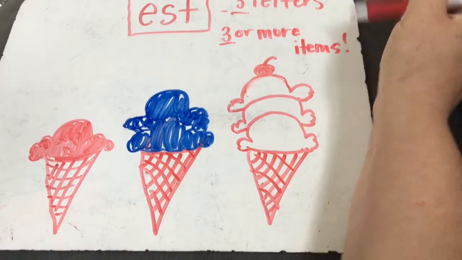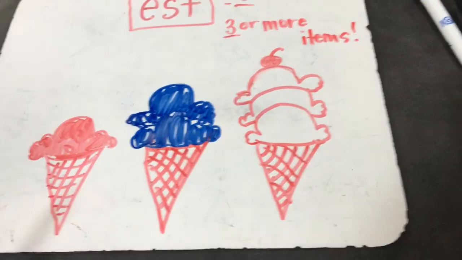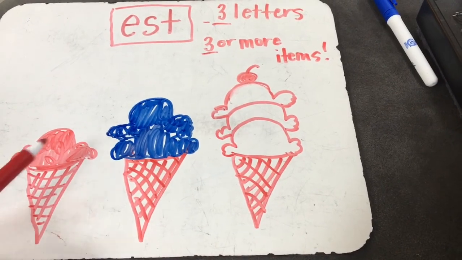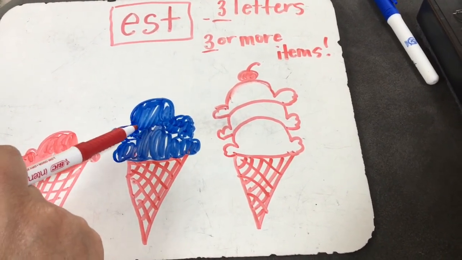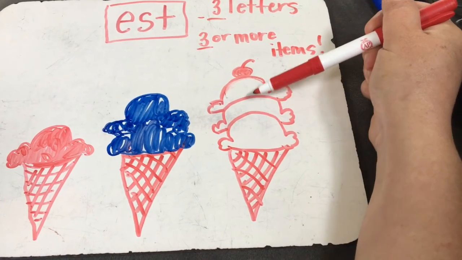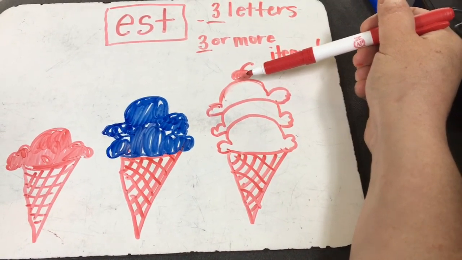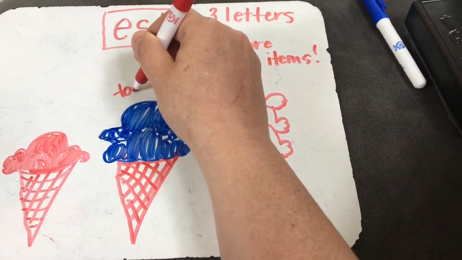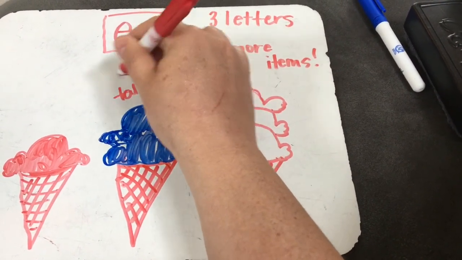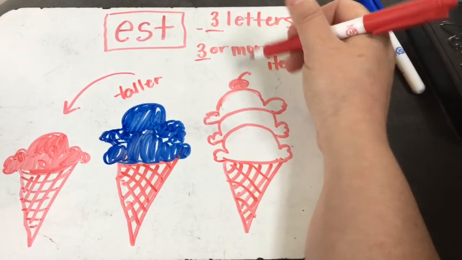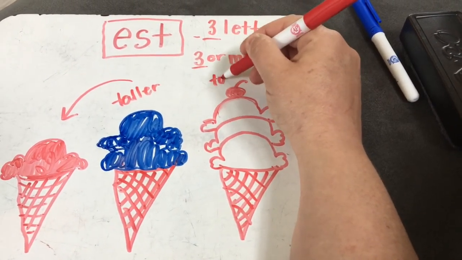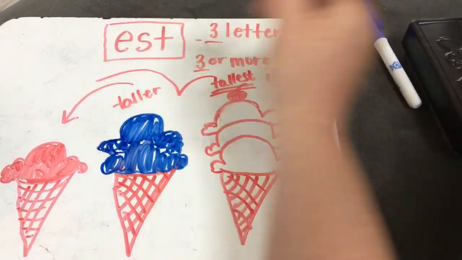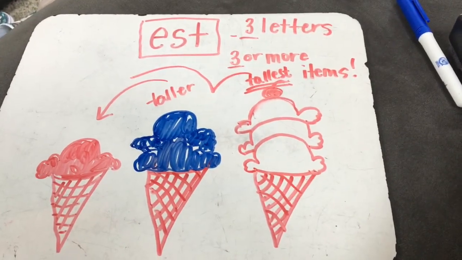So in this lovely illustration by your amazing teacher, we have 3 types of ice cream. We have some strawberry ice cream, some blueberry ice cream, and just some vanilla ice cream with a cherry on top. So we're going to use that word tall again. If we were only comparing the strawberry and the blueberry, you could say that the blueberry cone is taller than the strawberry. But since we have 3 items right now, the vanilla is the tallest cone of them all.